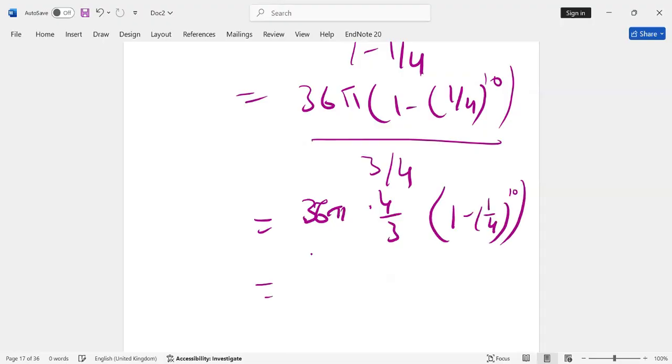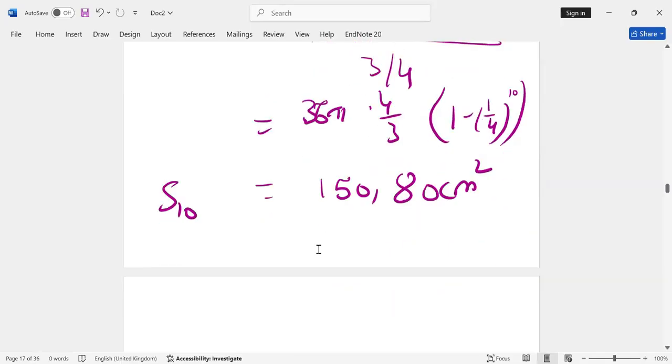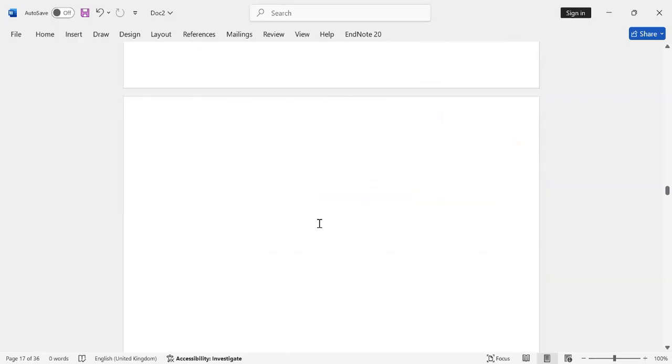And then, further, we got the value approximately 150.80 centimeters square. I'm rounding to two decimal places. So S10 is equal to this value. This is the required answer for this question. All right, so let's move to question number 3.3.